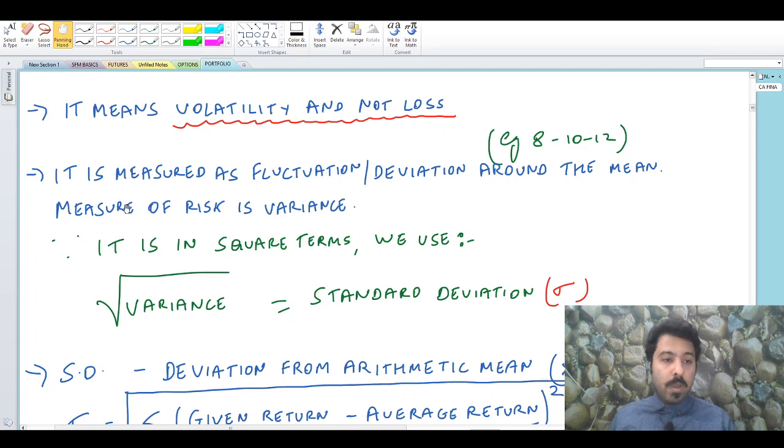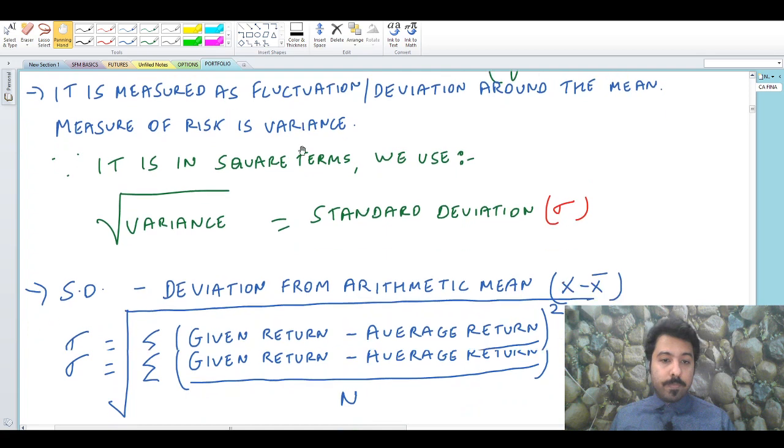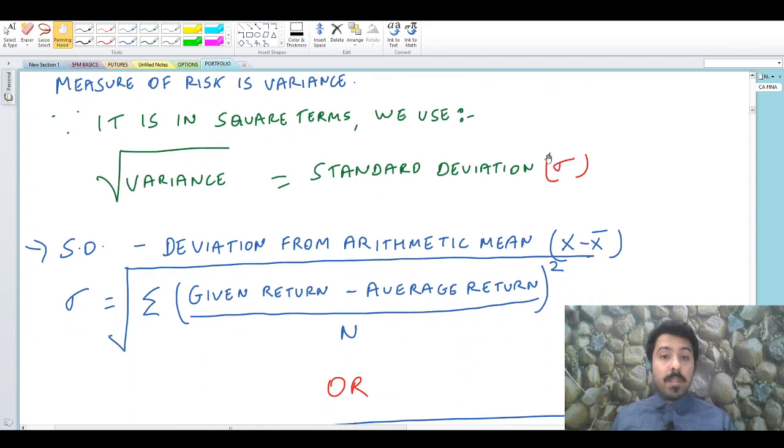Okay. And it is measured as fluctuation or deviation around the mean. So for example, if we have a mean return of 10% and expected returns can be 8%, 10% or 12%. So this shows us that there's a deviation of 2%, that is risk of 2% involved. 2% can be downside, 2% can be upside. Okay. Measure of risk is variance, and since variance is in square terms, we use root of variance, that is standard deviation, denoted by sigma.